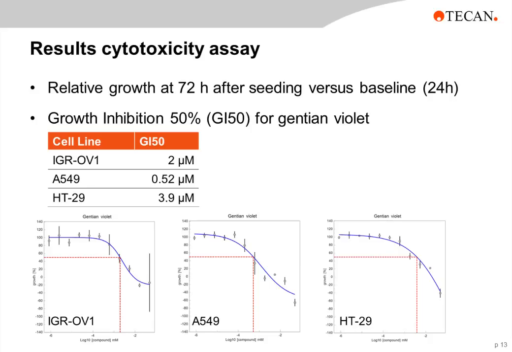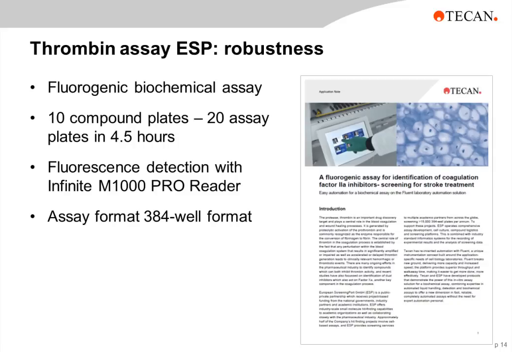The last assay was also done in collaboration with European Screening Port and is a fluorogenic biochemical assay. We've been running here 20 assay plates in only 4.5 hours. Again, on the right-hand side, you see the front page of the application note. This is a fluorescence assay, and we've done the detection with our Infinity M1000 reader, and the assay was performed in a 384 well format.